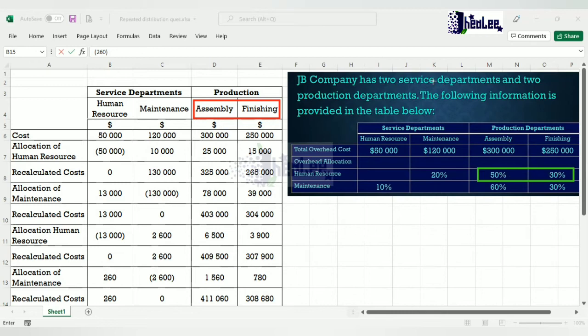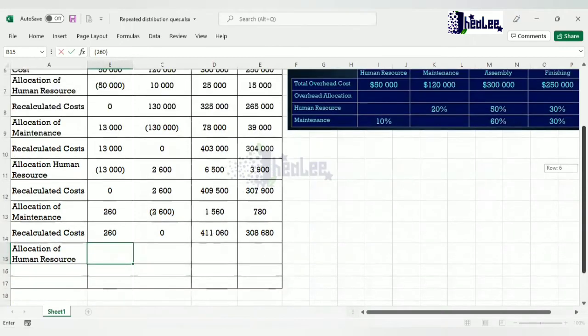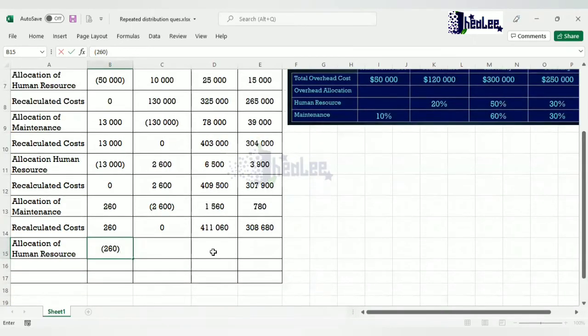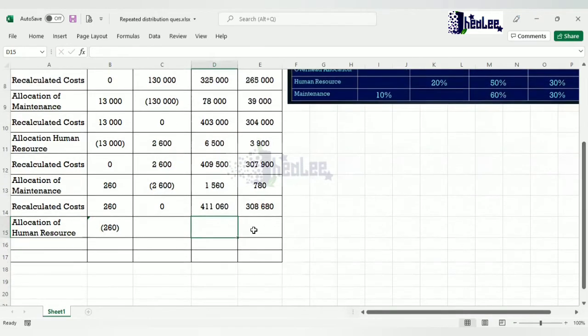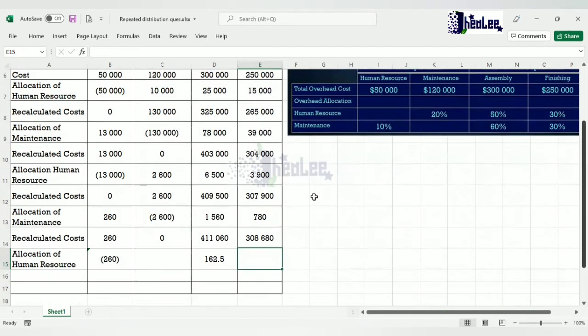So in your calculations, you'll find that it is 50 out of 80 for the human resource, and that gives us the human resource that we are allocating to the assembly department, and that gives us a value of $162.50. And we're going to keep that 50 cents. For the finishing, it is 30 out of 80 multiplied by that 260, and that gives us a value of $97.50. Again, we're going to keep that 50 cents.